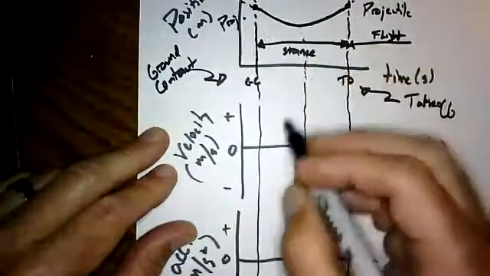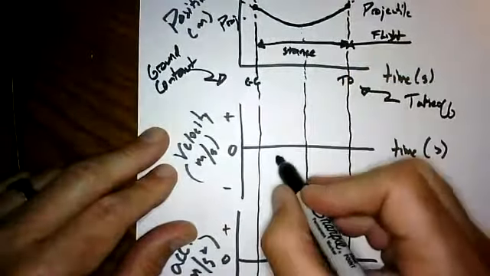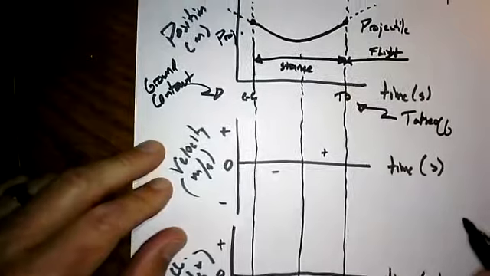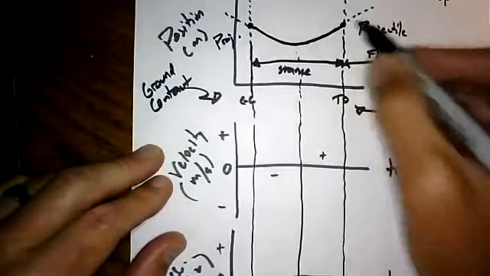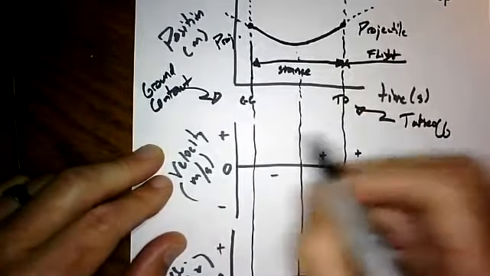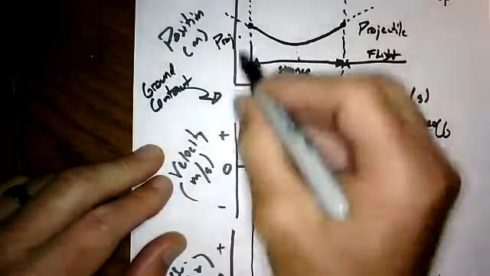All these slopes are negative. Velocities will all be negative. All these slopes are positive. All these velocities will be positive. Velocity is positive after. Velocity is negative coming in to ground contact. This is the min point. Velocity will pass through 0.